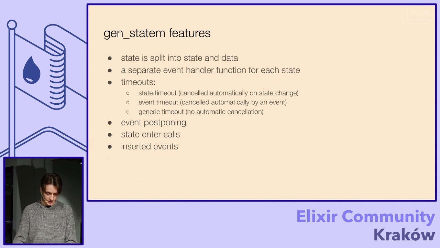An amazing feature of generic state machine are timeouts. You have three types of timeouts here. So state timeout, which is cancelled automatically on state change. There is also an event timeout, which is cancelled automatically by an incoming event. And there is also a generic timeout, which has no automatic cancellation, but you can cancel it manually with your code.